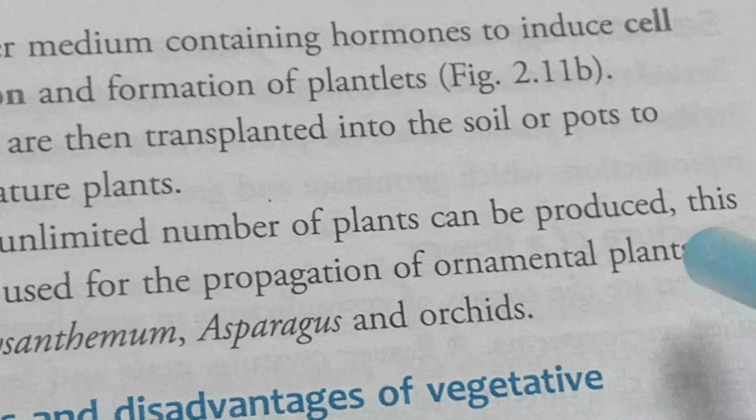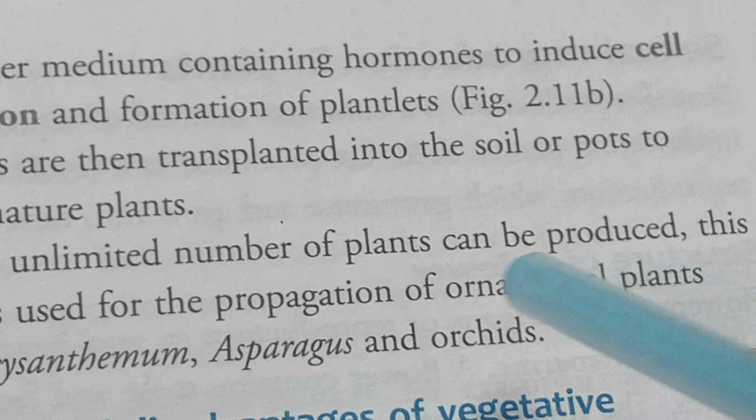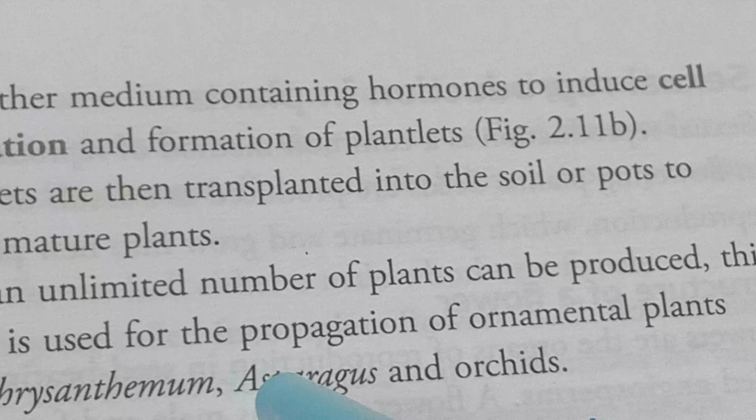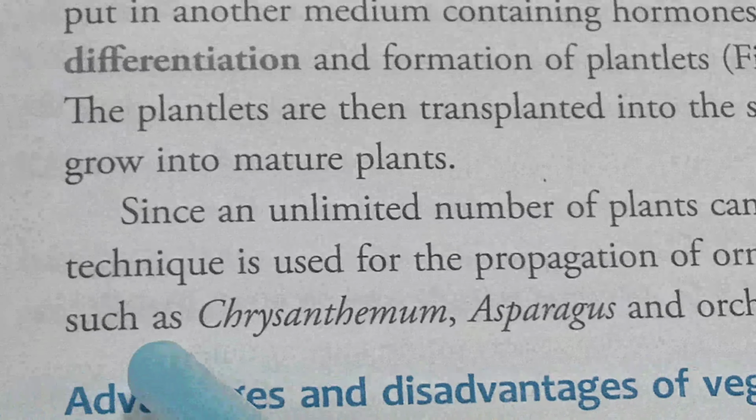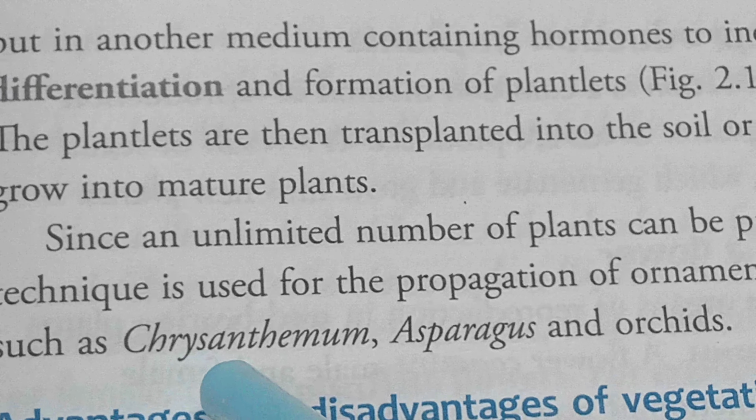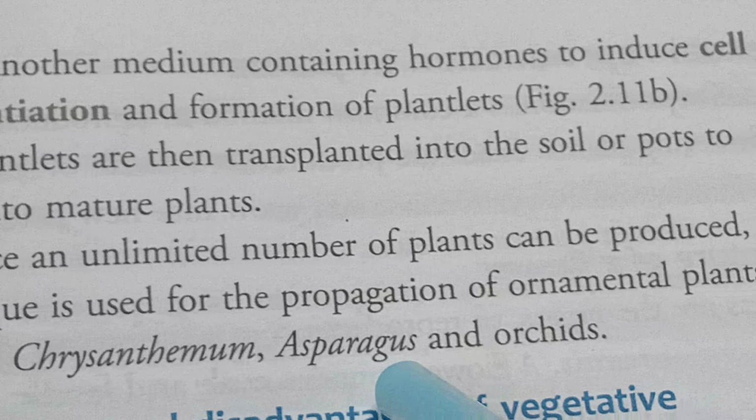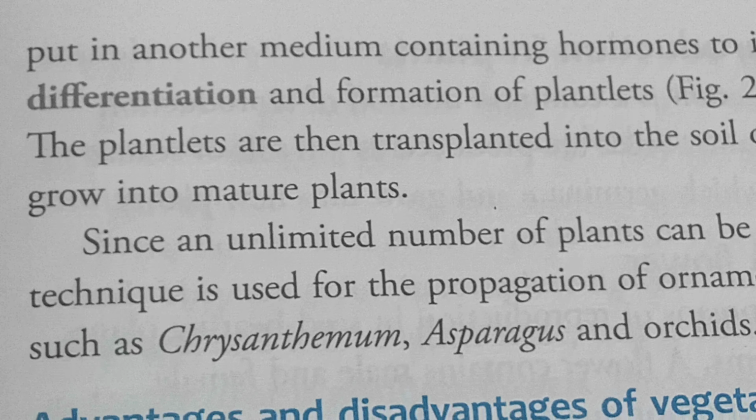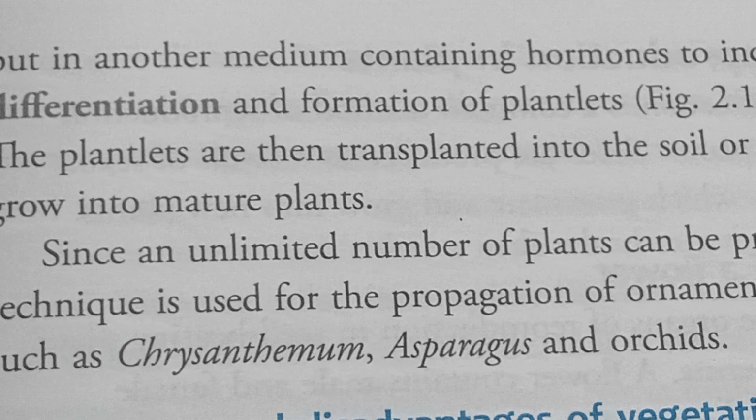So question aa sakta hai, so for ornamental plants which vegetative propagation process is used? So answer will be tissue culture, such as chrysanthemum, asparagus and orchids. So student, hope all of you understood what I've discussed in this video.